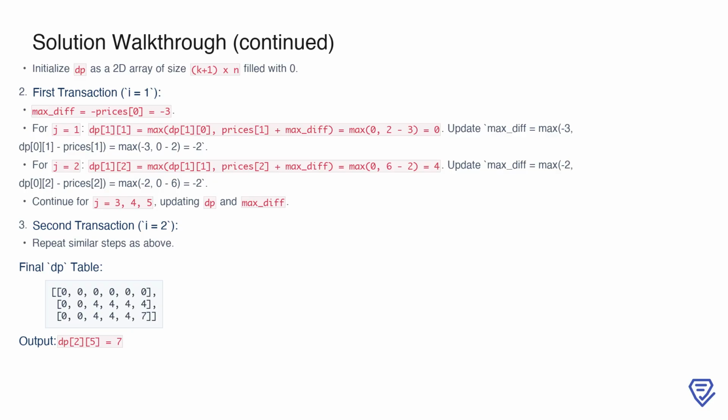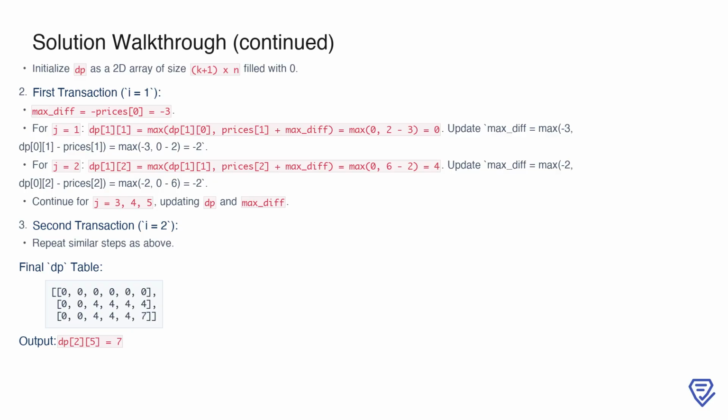For the first transaction, where i equals 1, we start by setting max_diff to -prices[0], which is -3. For j equals 1, dp[1][1] remains 0 since the profit calculation doesn't yield a positive value. For j equals 2, dp[1][2] updates to 4 as adding max_diff to the current price gives the maximum profit so far. Continuing this process for j equals 3, 4, and 5, we update dp and max_diff accordingly.